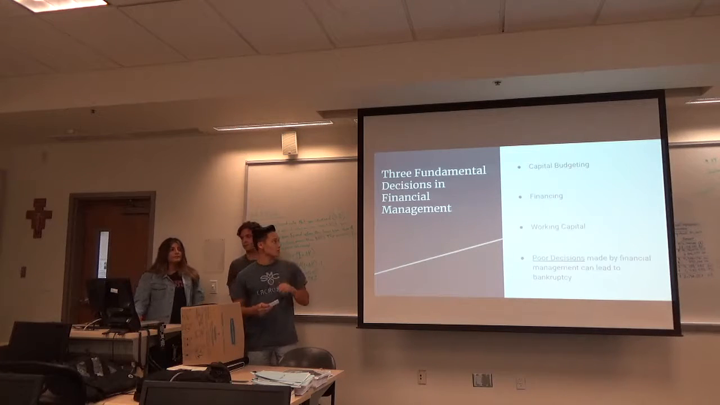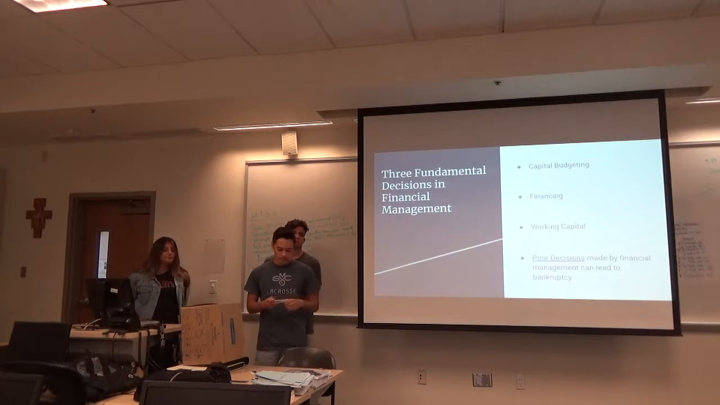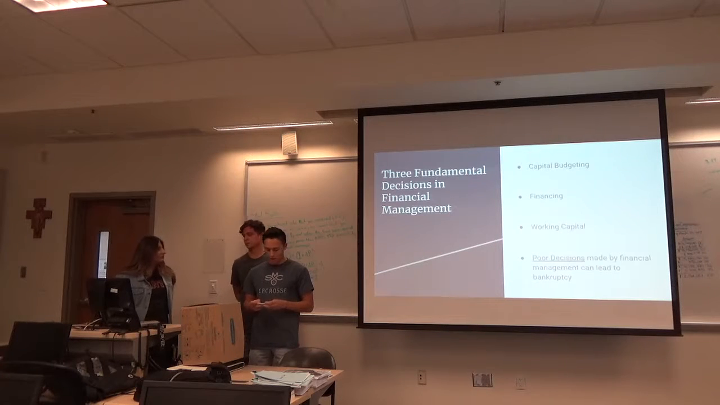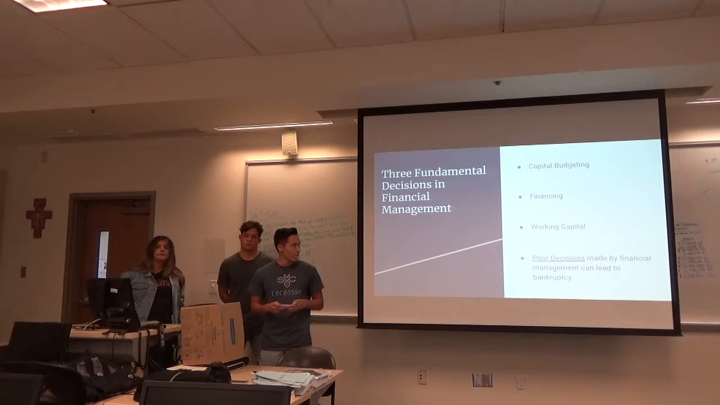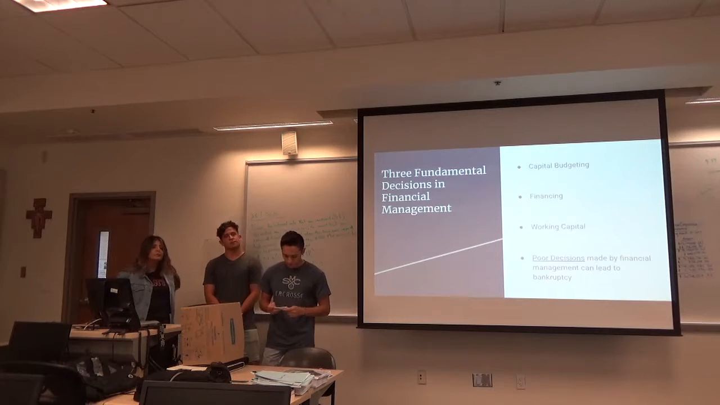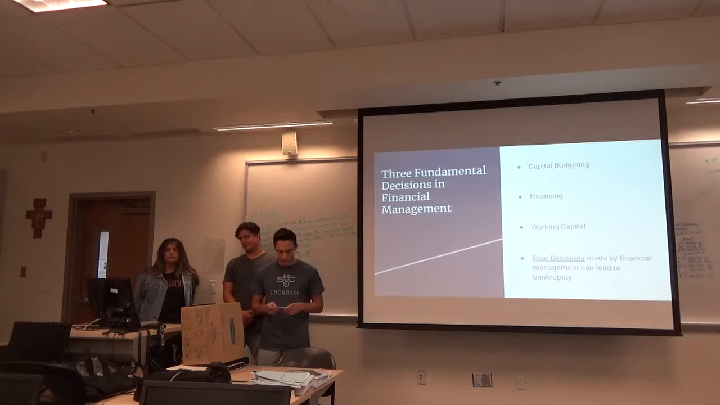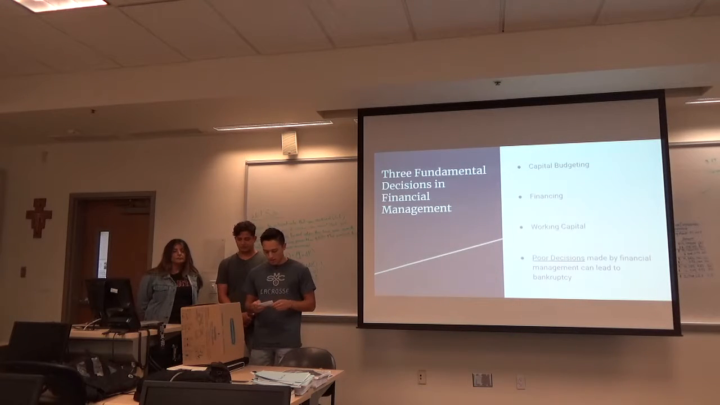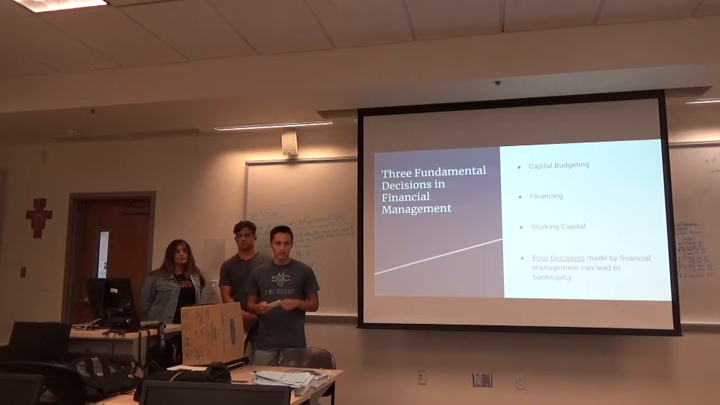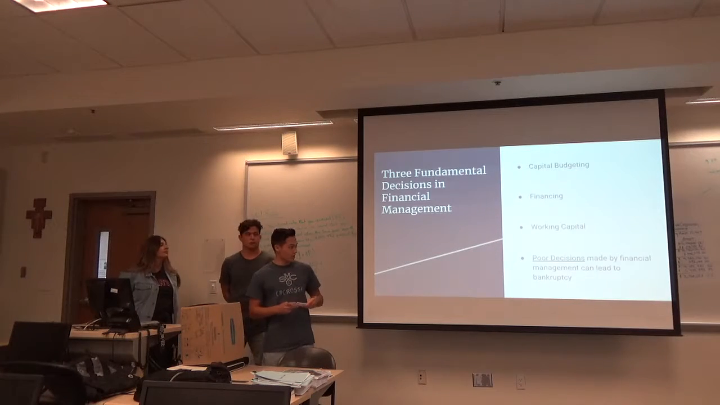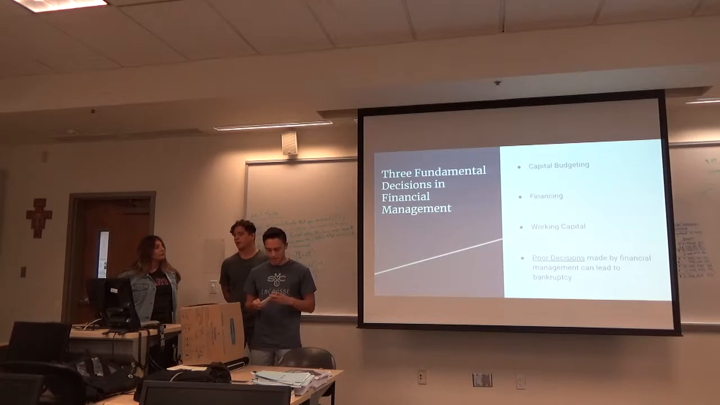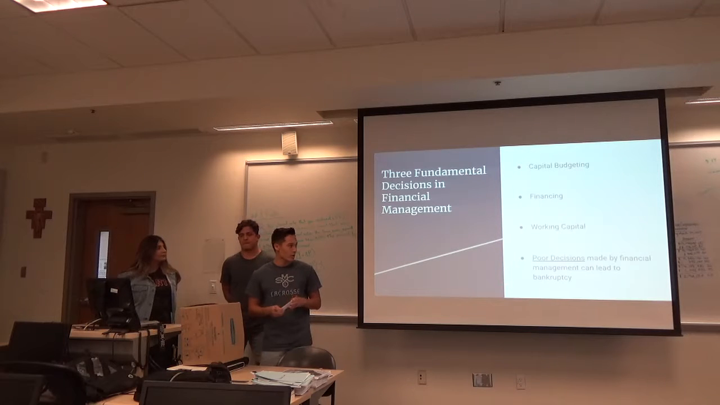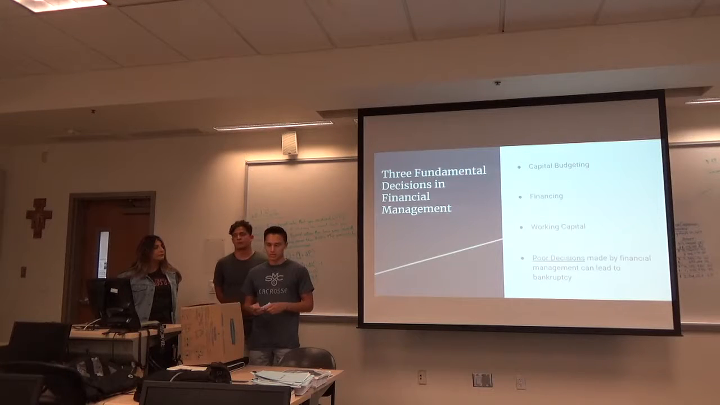So there are three fundamental decisions for financial management. The first one is capital budgeting, which is identifying the long-term assets to maximize net benefits for the firm. The second one is financing, which is determining how to pay for short-term and long-term assets and finding the nice balance of short-term and long-term debt. The last one is working capital, which is to manage short-term resources by adjusting the current assets and liabilities to promote more cash flow. And then poor decisions made by financial management could lead to things like closure and bankruptcy.